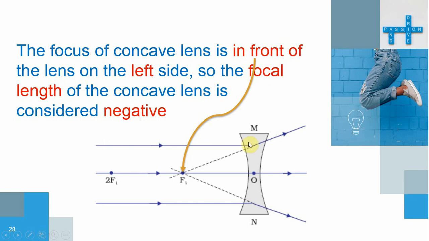All the parallel rays are diverged. These diverged rays are traced back and we can get the virtual image at f1. That means this virtual image is formed on the left side of the lens, so we take it as negative. So the focal length of a concave lens is negative.